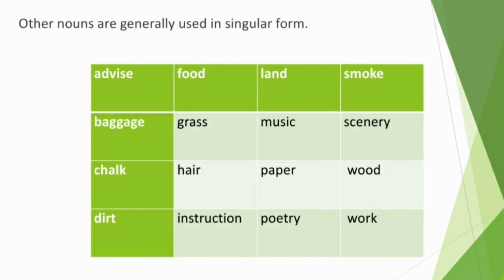Other nouns are generally used in singular form. Examples: advice, baggage, chalk, dirt, food, grass, hair, instruction, land, music, paper, poetry, smoke. So these are nouns which are generally used in singular form.